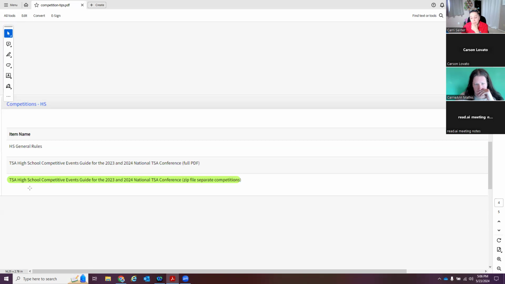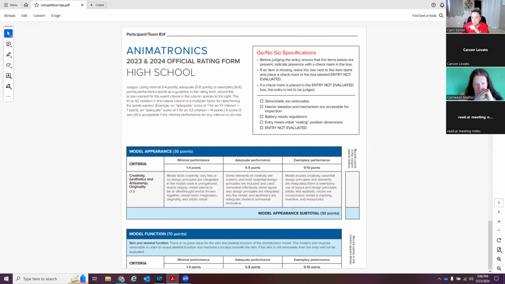Another really useful part of the Total TSA tab is the competitions. There's one for middle school and one for high school. I just took a snippet of the high school, but this is where a lot of your stuff is. You can download the full PDF, but then you have to scroll through every single event, or you can have it zip filed by separate competitions. I clicked on that, and you'll have to scroll through a little bit. Animatronics is a large one, but this is what your rubric looks like.